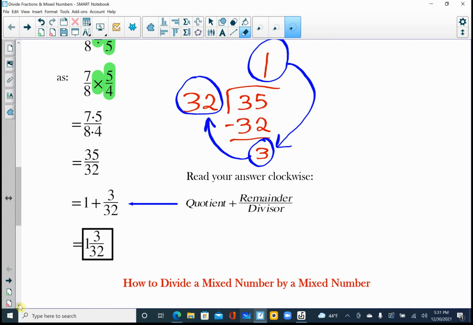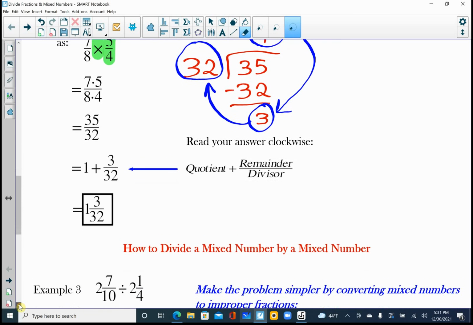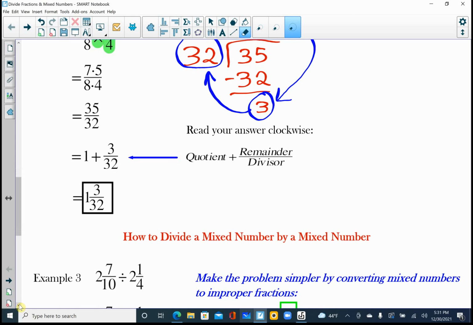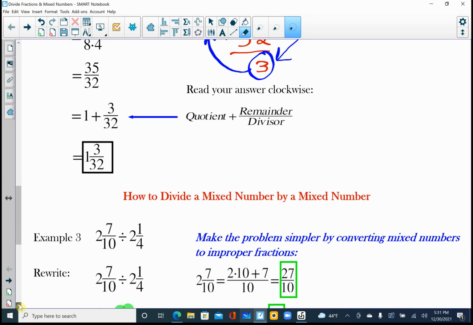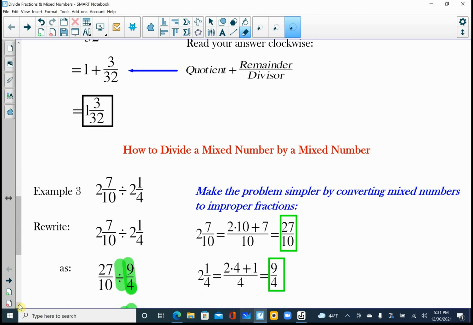So now let's take a look at how to divide a mixed number by a mixed number. So to do that, we need to make it simpler, like example 2. So we're going to turn these two mixed numbers into improper fractions. So that will make it a simpler example. So when we divide 2 7/10 by 2 1/4, we're going to first use the fact that 2 7/10 is 27 tenths, multiplying 2 times 10 is 20, and adding 7. So we get 27 tenths. And similarly, 2 1/4, we multiply here to get 8, and we add 1 to get 9. So we end up with 9 quarters.